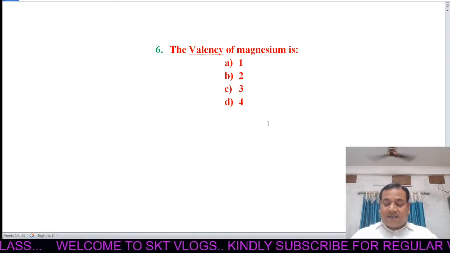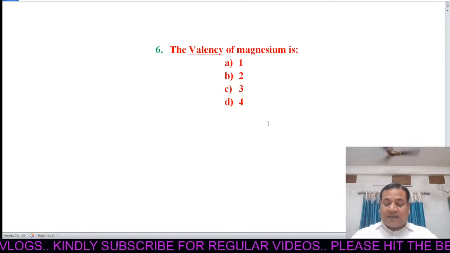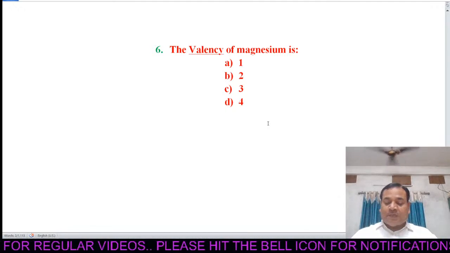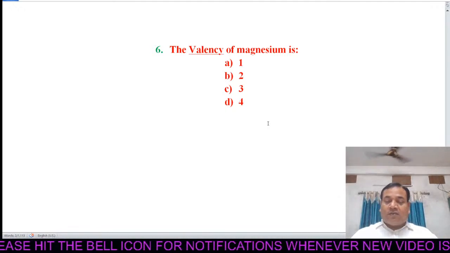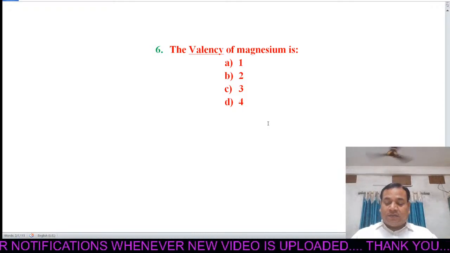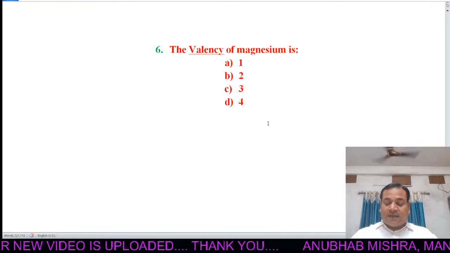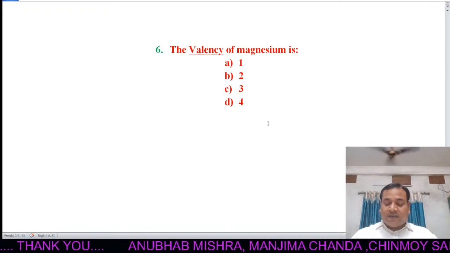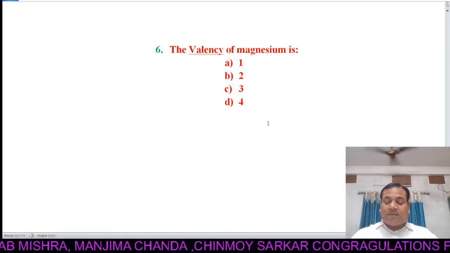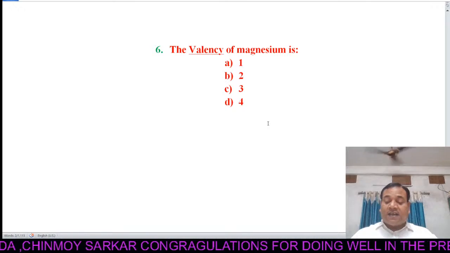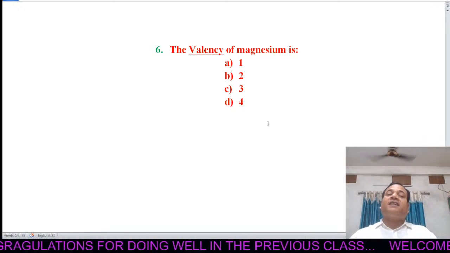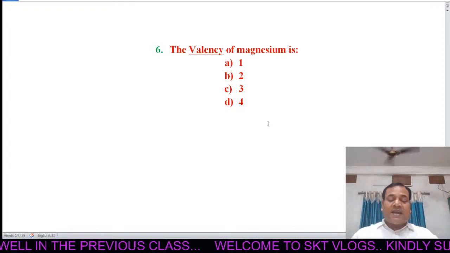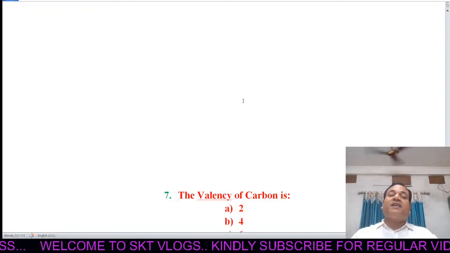Two is the correct answer. 6B. Kusumita Ghosh replied, first correct answer. Suraj Kanu, 6B. Yes, correct. Atit Raj also replied correctly. Sandhya Biskarma, but you must mention the question number also. Trisha Das, correct answer. So thus the correct answer is 2. The valency of magnesium is 2. We are moving to our next question.